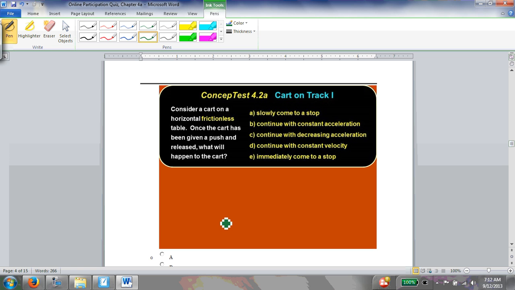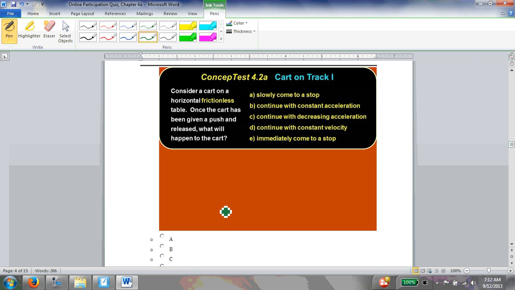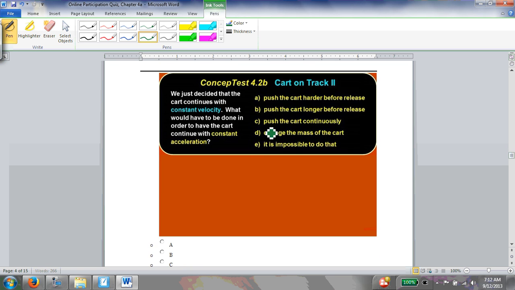Consider a cart on a horizontal frictionless table. Once the cart has been given a push and released, what will happen to the cart? If it's a frictionless table, that means there are no net forces acting on it. Once it is in motion, it will continue in motion forever. So it will continue with constant velocity until a net force acts upon it.